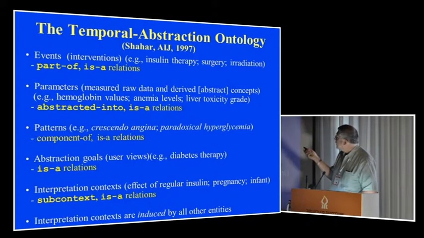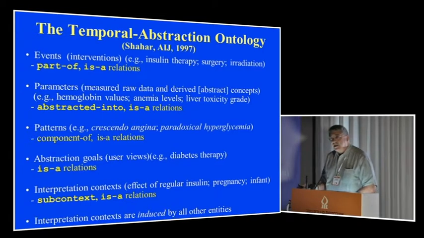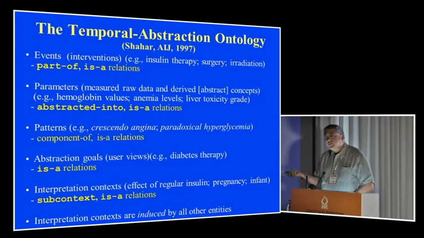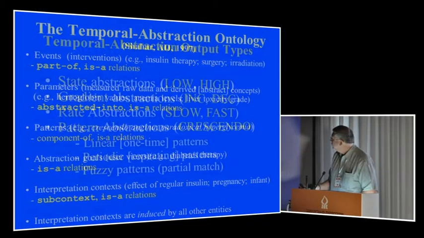And it actually has an ontology of different types of entities, such as external events, measurable parameters and derived concepts, temporal patterns, goals, and most importantly, contexts. And the context can be created by the data itself. For example, if you administer insulin, then we now know that the patient is receiving insulin, and we interpret blood glucose values differently. So all of that is performed automatically.